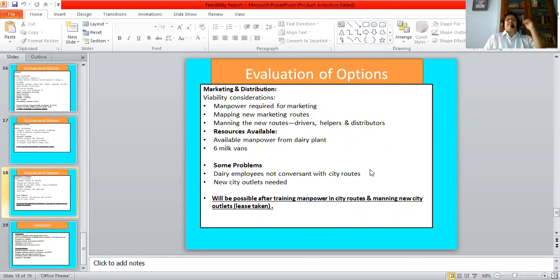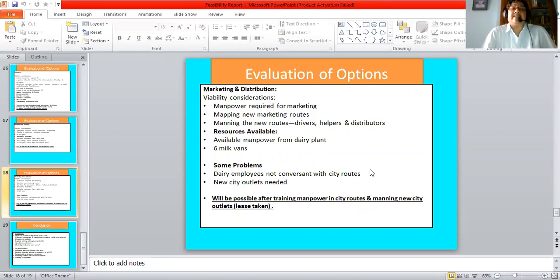Now, the resources available include the available manpower from the dairy farm, and 6 milk vans. There are some problems which have been detected: the dairy employees are not conversant with the city routes. It's very natural. They are not very well acquainted with the city, so in the mapping of the routes and in the creation of outlets for selling, they will not be able to, initially at least, play a very constructive role. So this is a problem.